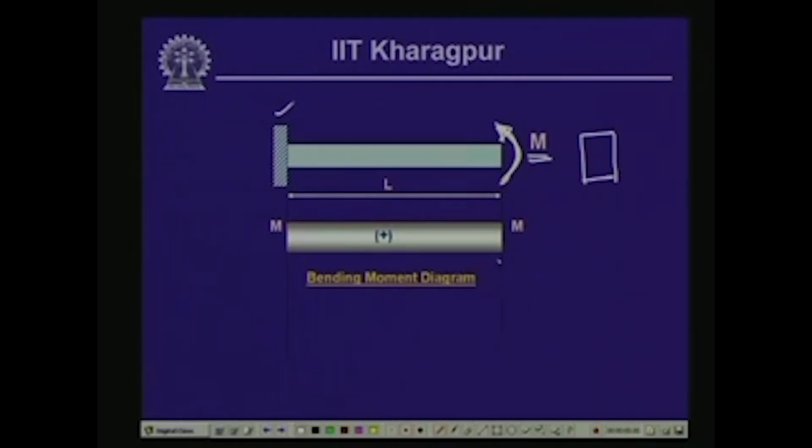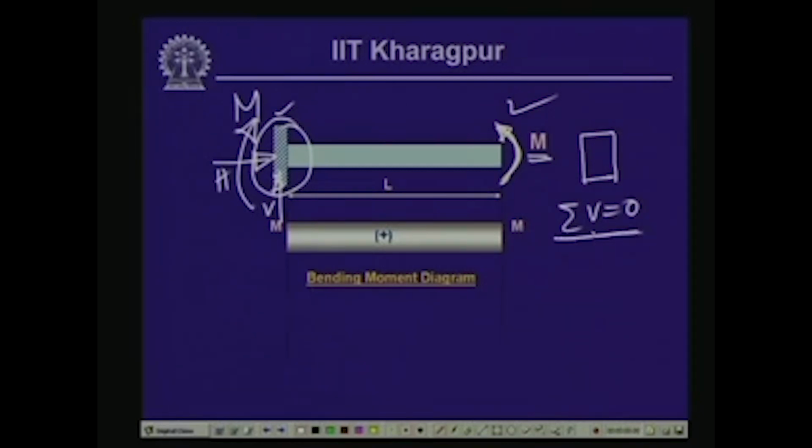Now, if we draw the bending moment diagram as we have done in the past, we can remove this support and write down the reactive forces: the vertical force, the horizontal force, and the moment, based on the external moment. If you do so, you will find that the vertical force will be 0, because the summation of vertical forces equals 0 and there are no external vertical forces. So, the vertical reaction is 0. Again, the summation of horizontal forces equals 0 gives H equals 0, as there are no horizontal forces on the beam.